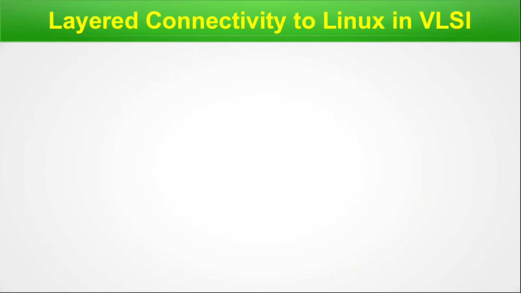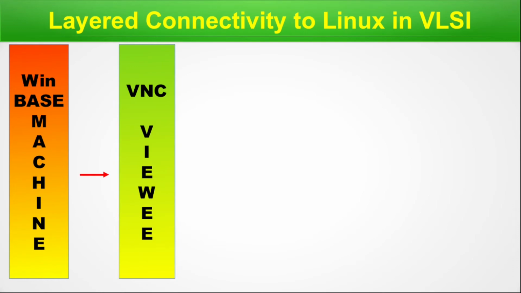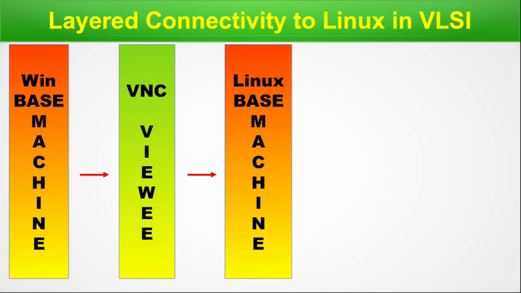Layered connectivity to Linux in VLSI. This is a very important slide, so sit tight and watch it carefully. This is your Windows-based machine where you physically use the keyboard, mouse, etc., and you have the monitor. It is generally Windows, in which you will launch the VNC viewer. I have already exemplified what a VNC viewer is. Now, this VNC viewer takes you to the Linux base machine, that is a remote machine, but that is the base machine. This base machine will have the limitation that your home directory will not contain much space and you cannot run high-end VLSI tools here, because this is a very small configuration machine.